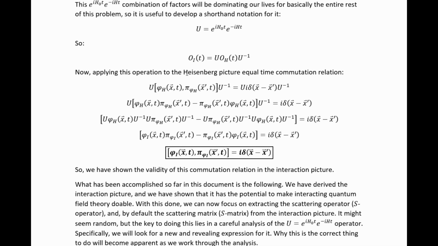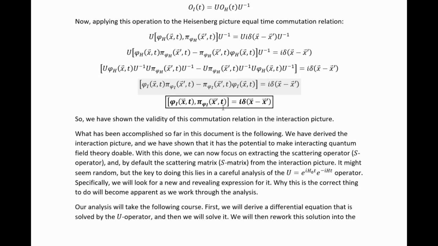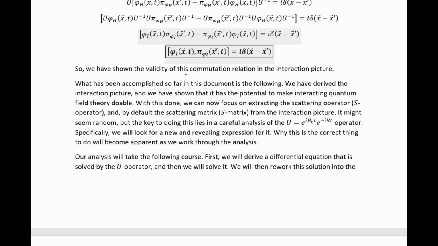Now, applying this operation to the Heisenberg picture equal time commutation relations ultimately gets us here. Specifically, if we just apply it to both sides, and of course this is just a number, so it passes right through them and they cancel. And then if we look at the operator products here, we can simply handle those by first distributing these through and then sticking a factor of the identity written as U inverse U inside each of these two products. Then that converts them to the interaction picture fields, and we arrive at the same commutation relations. So we've shown the validity of this commutation relation in the interaction picture.